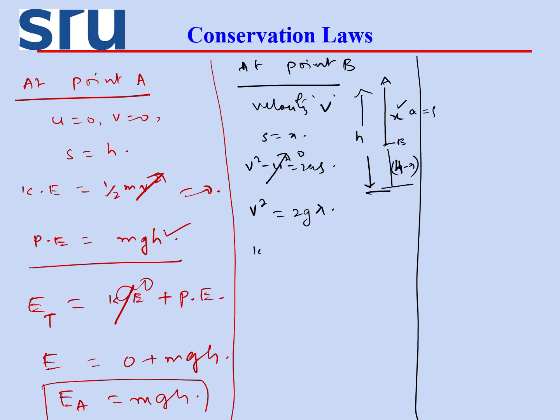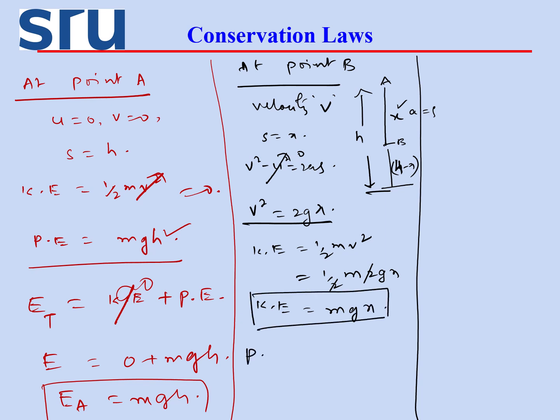Okay. So therefore kinetic energy is equal to half m v square. So substituting the v square value from this, that is half m 2gx. The half gets cancelled. Kinetic energy is equal to mgx.